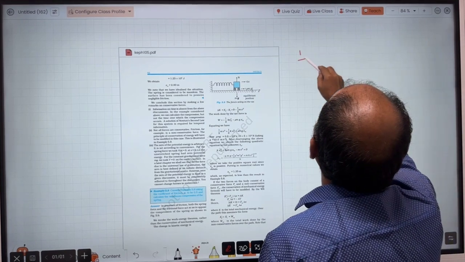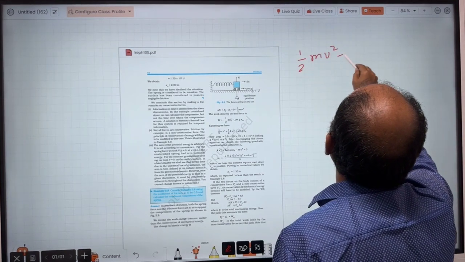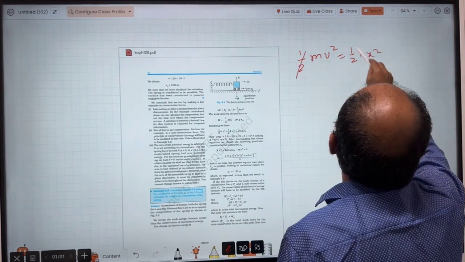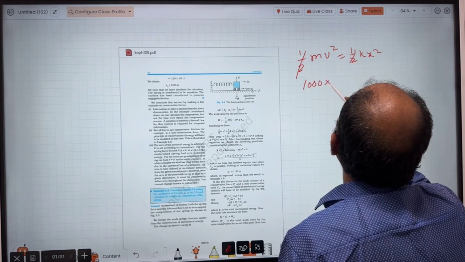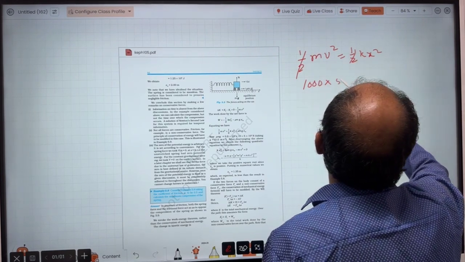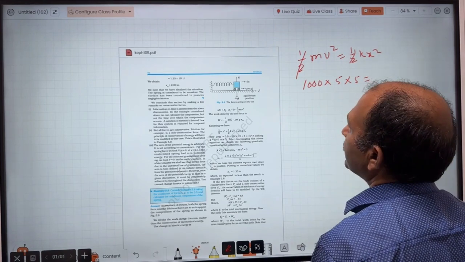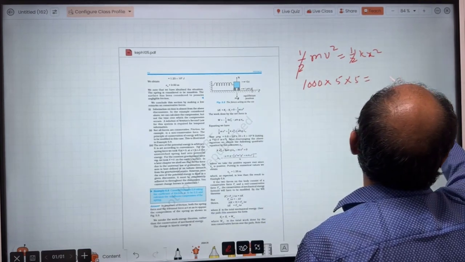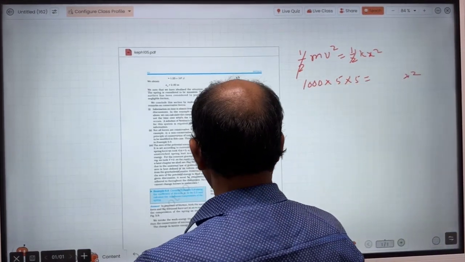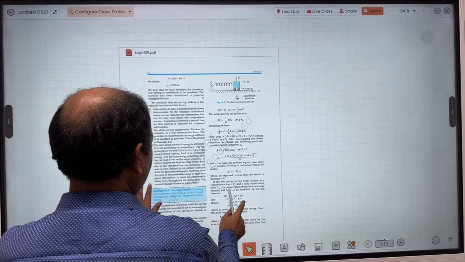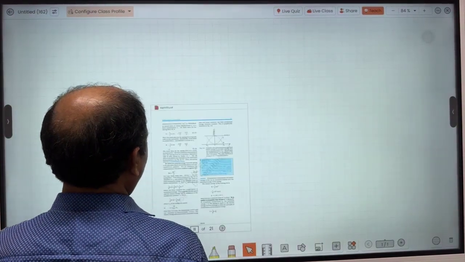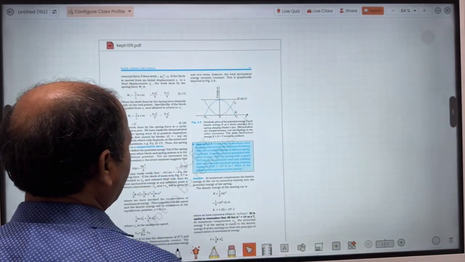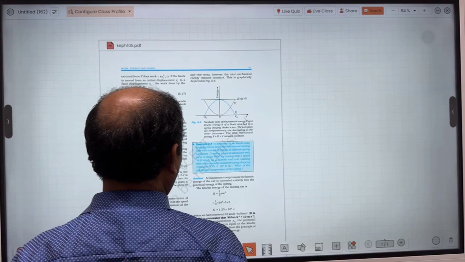So we have 1 by 2 mv square equal to half kx square. So here 1 by 2 cancel out. This is 1000. This is 5. Velocity was 18. So 5 into 5 equal to the spring constant times x square. So let's see what the spring constant is here. Spring constant is 5.25. So the calculation that we did was correct, and just do it, you will get x equal to 2 meter.